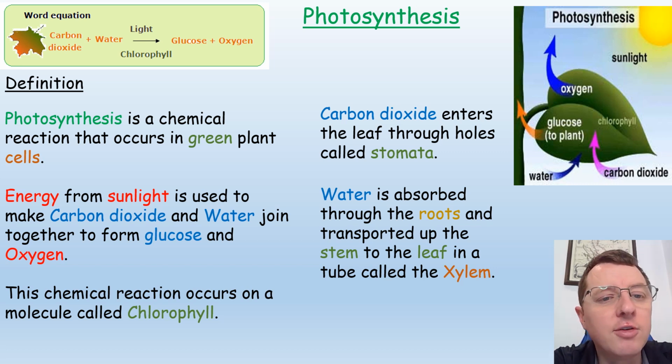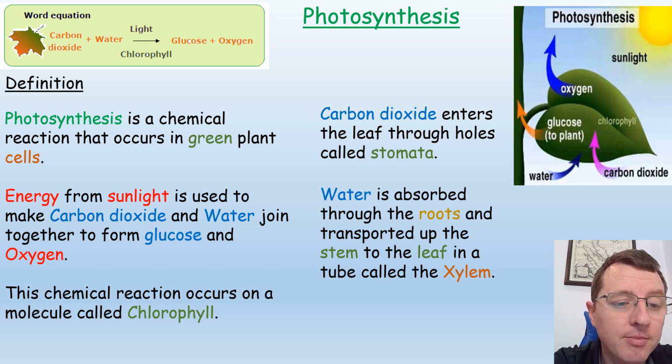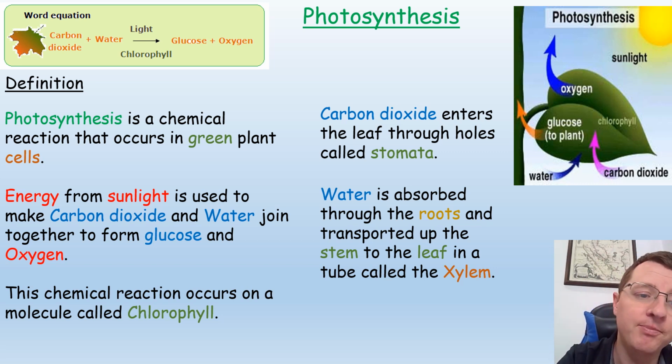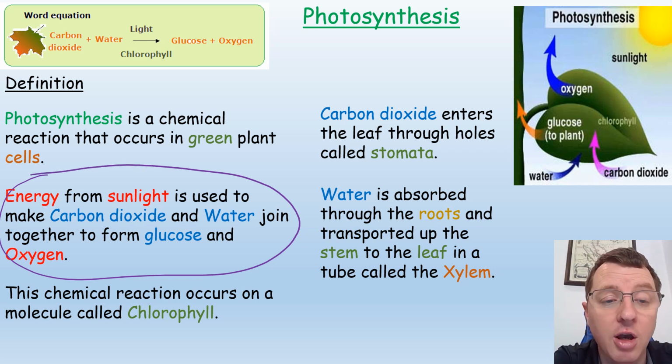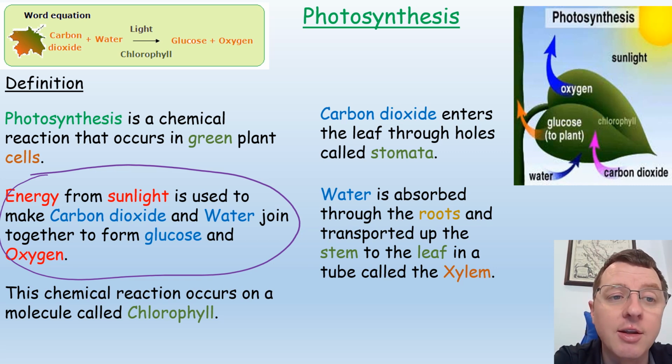The actual definition of photosynthesis is that photosynthesis is a chemical reaction that occurs in green plant cells, whereby energy from sunlight is used to make carbon dioxide and water join together to form glucose and oxygen. This chemical reaction occurs on a molecule called chlorophyll. This particular part of the definition is quite important, as I've seen it occur in a number of different exam questions asking why sunlight or energy is needed in the photosynthesis reaction.